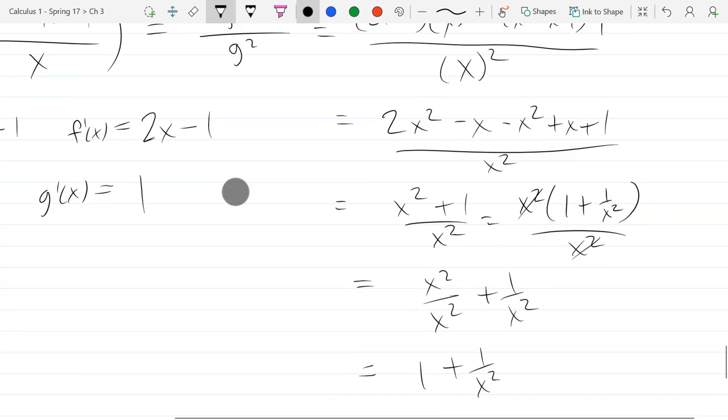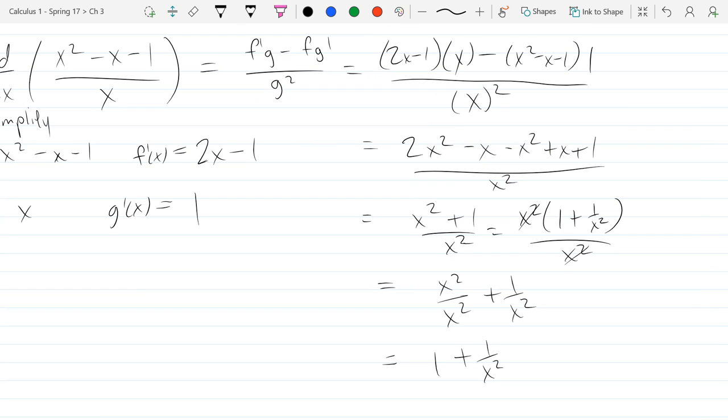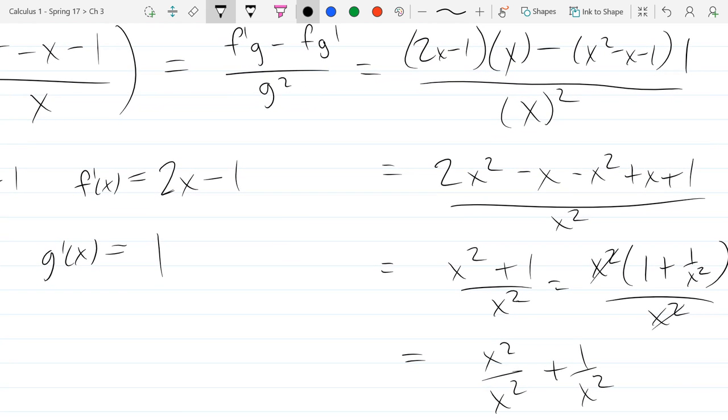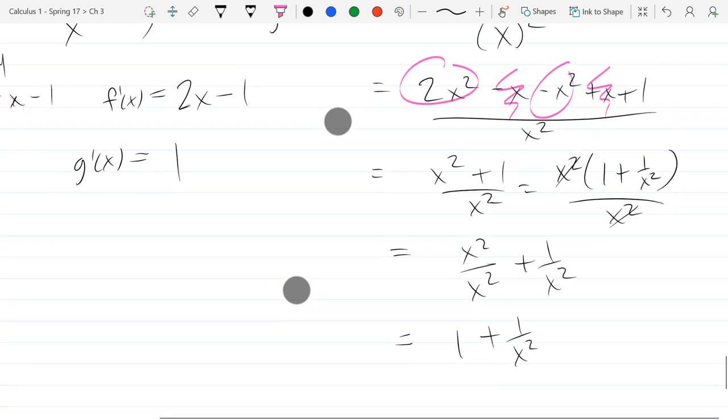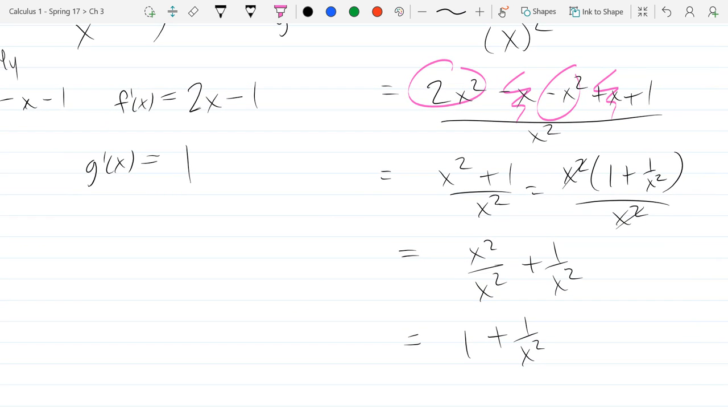How do we get from that first step that you can see to that second? Just multiplied? Well, where did the 2x squared go when you simplify? Oh, 2x squared minus 1x squared is just 1x squared, so the x's completely got rid of each other. So we simplified it really nicely. All right, so we got 1 plus 1 over x squared.